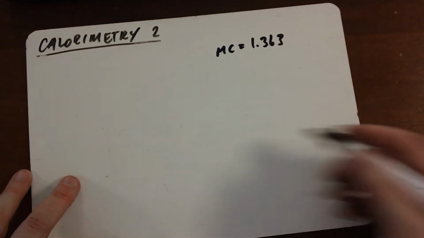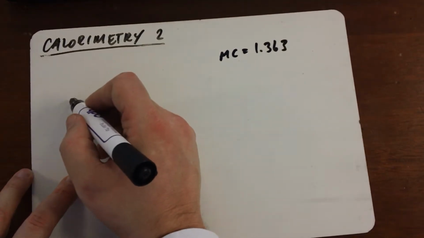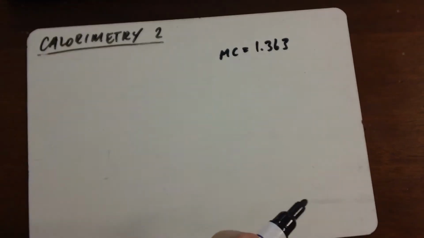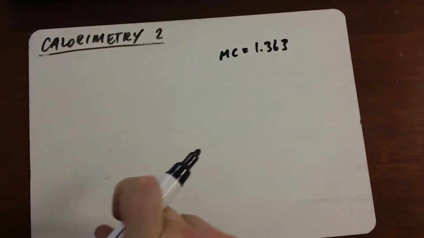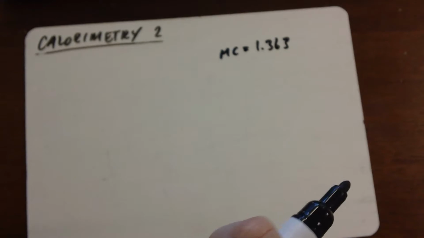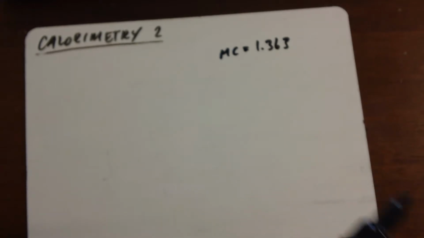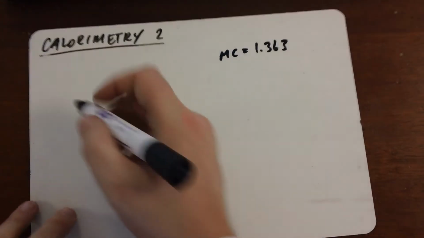1.363. The next part of the question is, the same calorimeter is used to measure the enthalpy of combustion for propan-2-ol. 1.5 grams of propan-2-ol raise the temperature from 19.8 to 56.2. Calculate the heat capacity of the calorimeter, and then the energy of combustion of propan-2-ol.